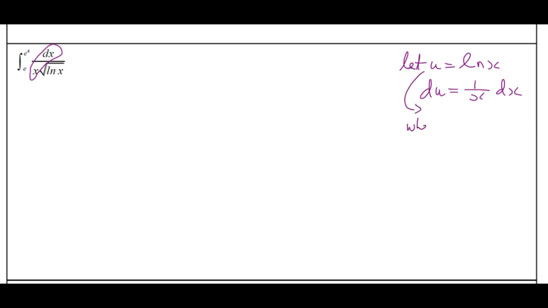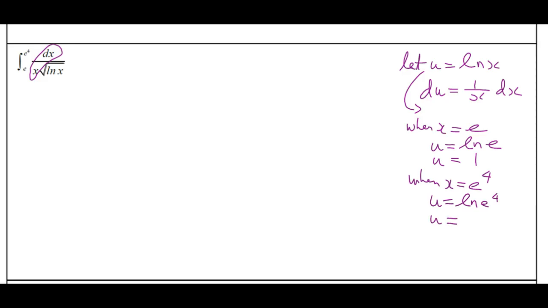Taking this, we say when x is equal to e, u is equal to ln e. So what's u? The ln of e? 1. Okay, so what's u when x is e to the 4th? 4. That's a lot easier to plug into something which is not going to have logs in there than it is to plug in e's. So this becomes the definite integral from 1 to 4 of what?